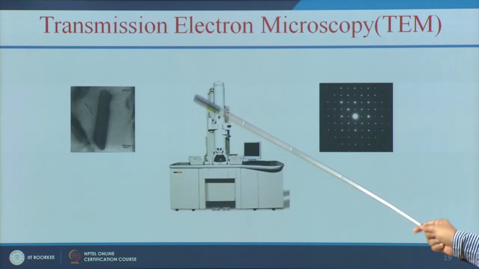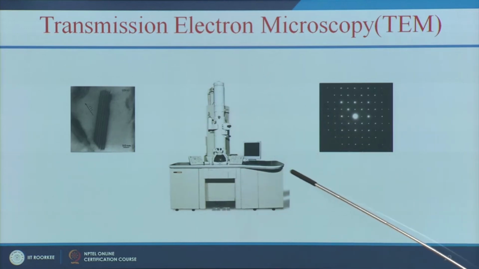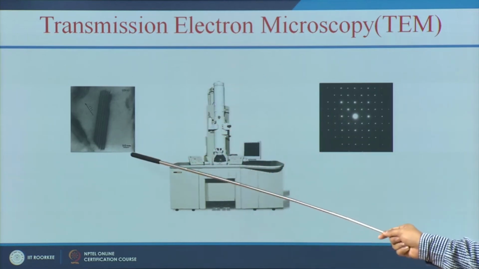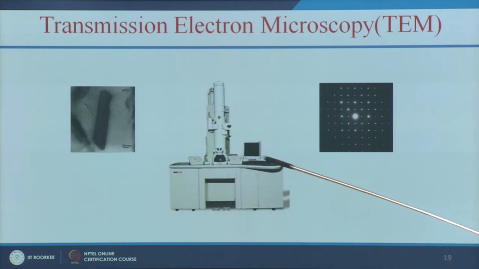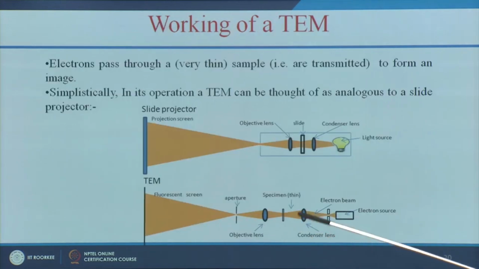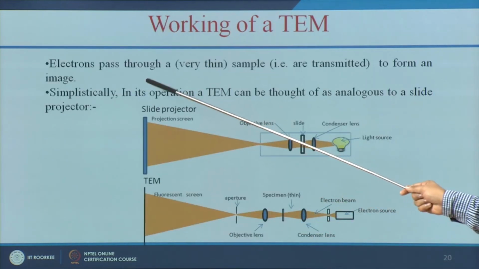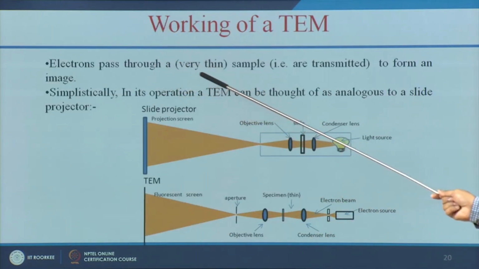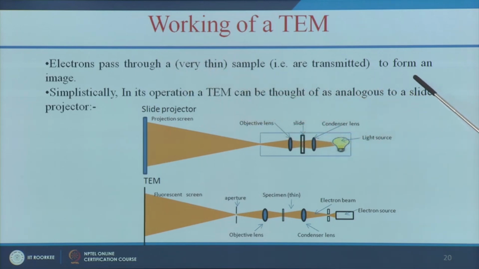So, this is the picture of the transmission electron microscope. There are two modes, bright field as well as dark field. You will get this kind of images using this transmission electron microscope. Here the electrons pass through a very thin sample to form an image. In simple terms, we can understand it as similar to your slide projector.